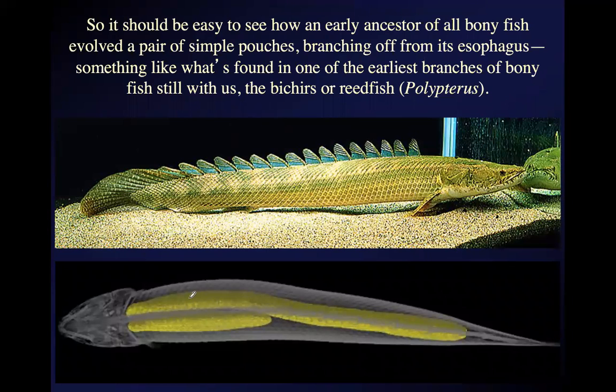So it should be easy to see how an early ancestor of all bony fish actually evolved a pair of simple pouches that branch off its esophagus. This is one of the earliest branches of bony fish that we still have. This is Polypterus, the bichir. And there's a live bichir over there. And if you look at a CAT scan of a bichir, because somebody did that, highlighted in yellow, you've got a pair of pouches that branch off the esophagus.